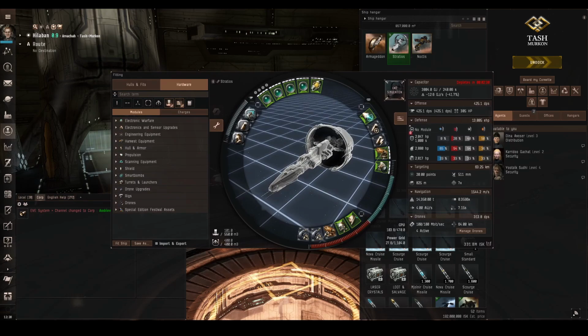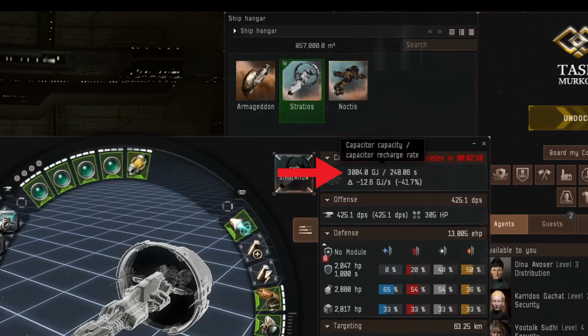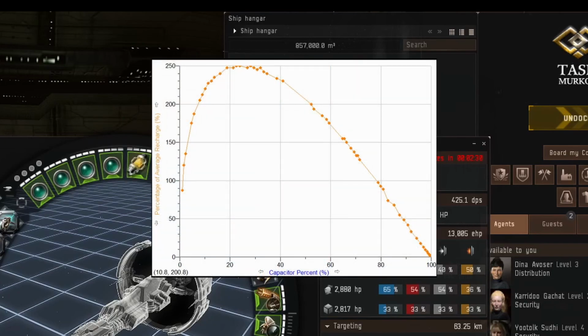Okay, the capacitor does regenerate on its own. Up here in the top right, the capacitor, this is how much capacitor we have in total, just 3004, and this time next to it is how long it takes to go from zero capacitor to full capacitor. So you divide the two numbers by each other and then you get the average capacitor per second that naturally regenerates. I said average because the capacitor does not regenerate at the same rate all the time. It's not linear. When it's very high or very low, then it regenerates slower. It regenerates fastest at somewhere between 20 and 30% of capacitor.